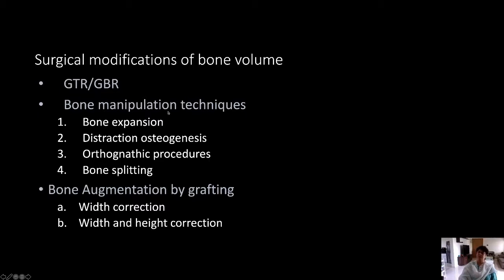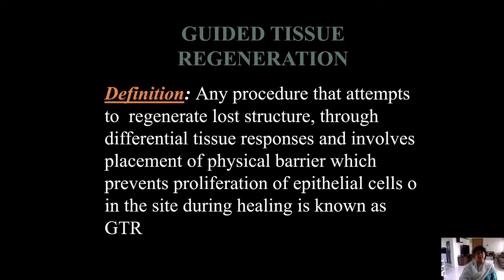possibilities are bone manipulation techniques which we will follow, in which there is bone expansion, bone splitting, distraction osteogenesis, and orthognathic procedures. In bone augmentation by grafting, we have possibilities of autogenous onlay graft, which is a laterally placed onlay graft only for width correction, or you have a 3D reconstruction where width and height both need correction. Today's topic is GTR.